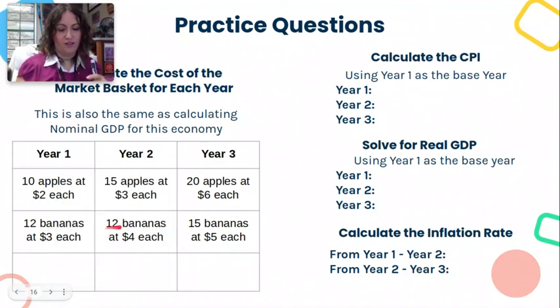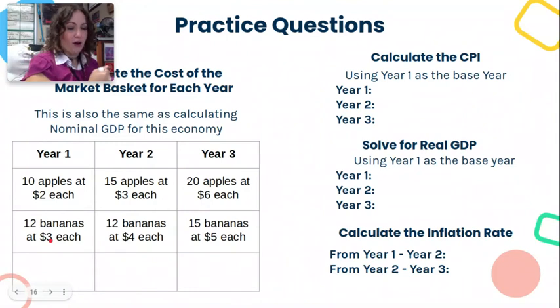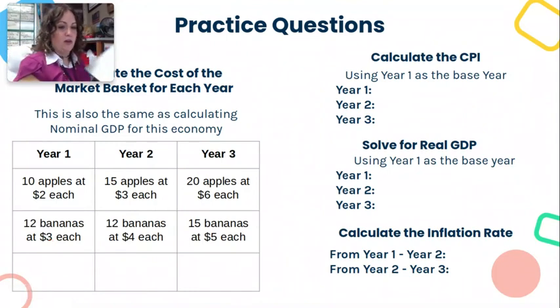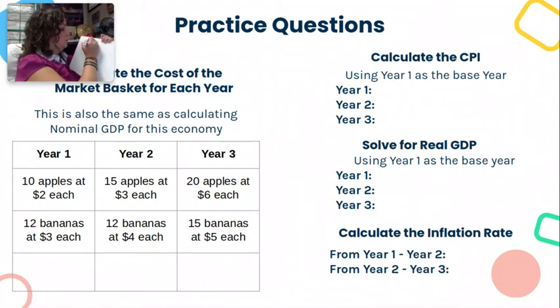Sure, let's do that. We're going to use the prices of the base year, which we're still using year one as the base year. That's $2 for apples and $3 for bananas. So those are my constant prices that I'm going to be using each time I solve for real GDP. So apples cost 2 and bananas cost 3.